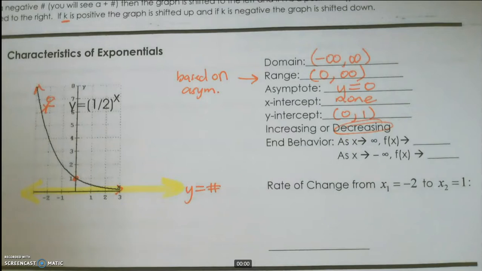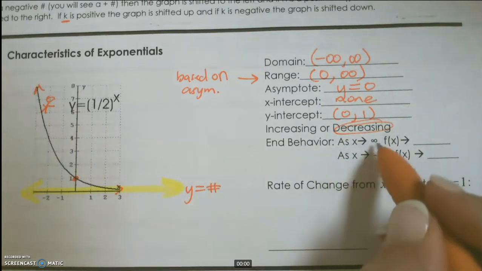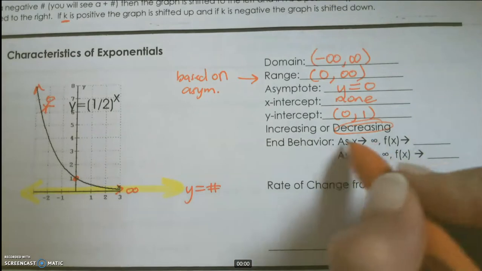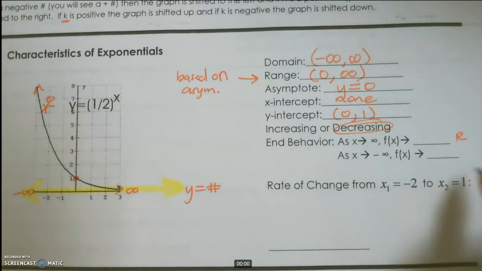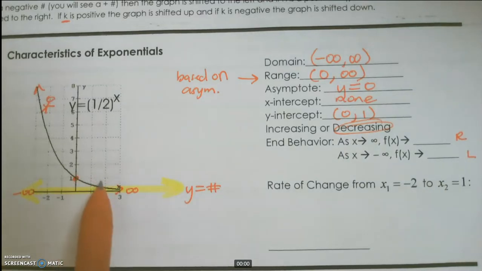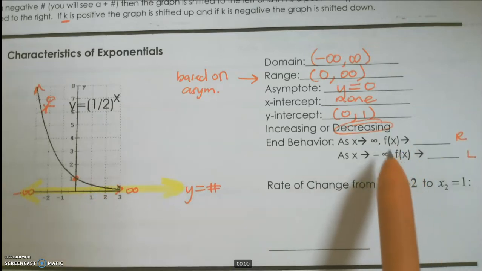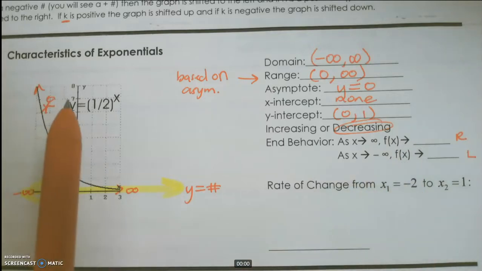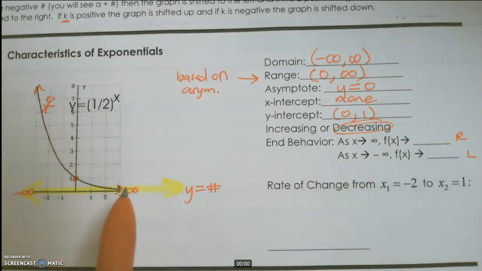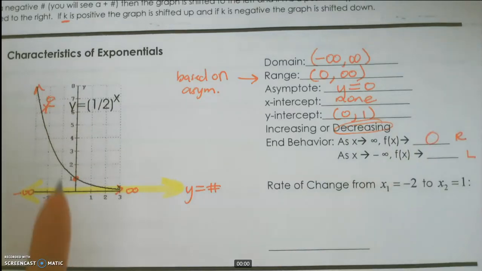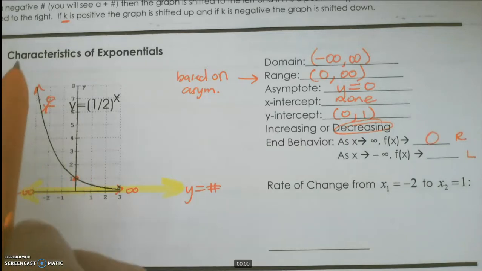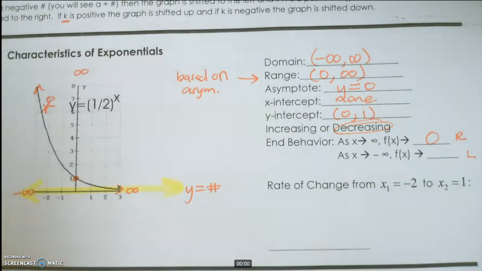In end behavior, what's happening on the right and the left side? As x goes to positive infinity, that's the right side of the graph. As x goes to negative infinity, that's the left side of the graph. On the right side of the graph, what y value is it approaching? f of x is a fancy notation for y. If you look at the y-axis, on the right side of the graph we're approaching a y value of 0. On the left side of the graph, we're approaching a y value going all the way up to infinity.